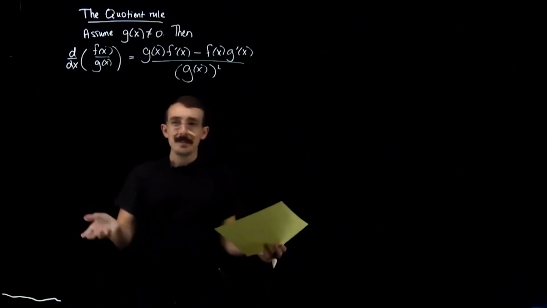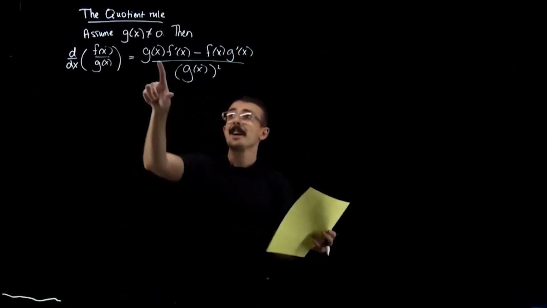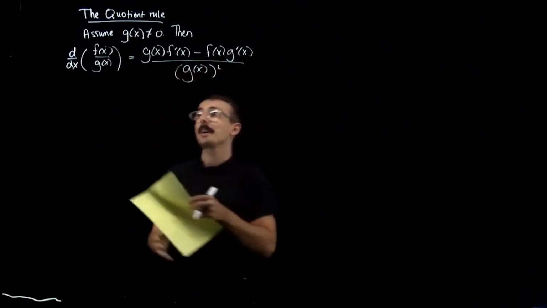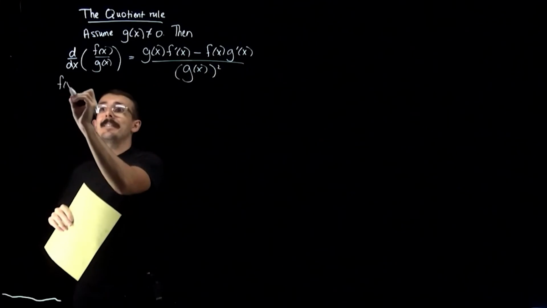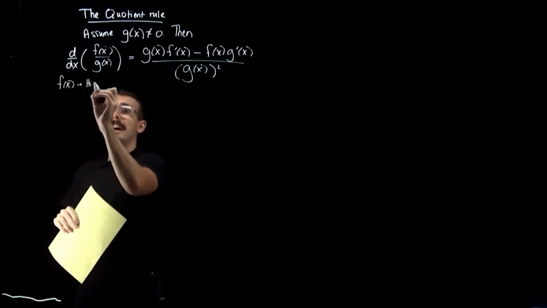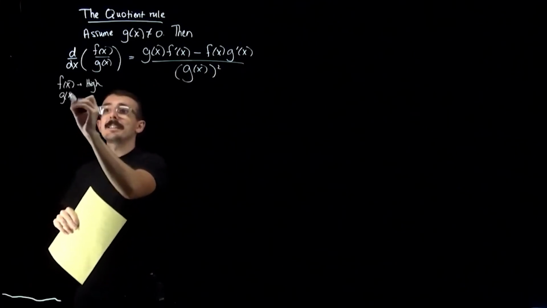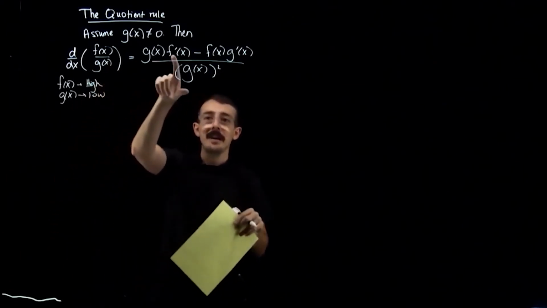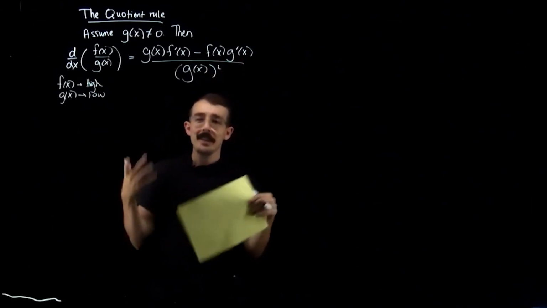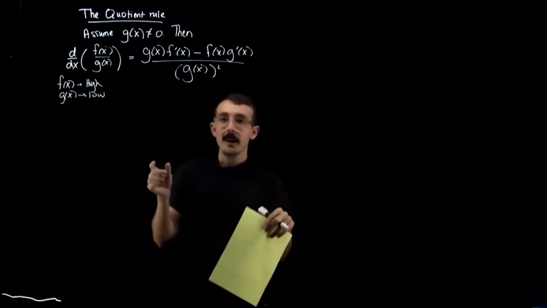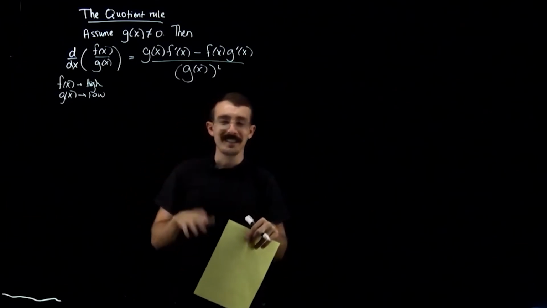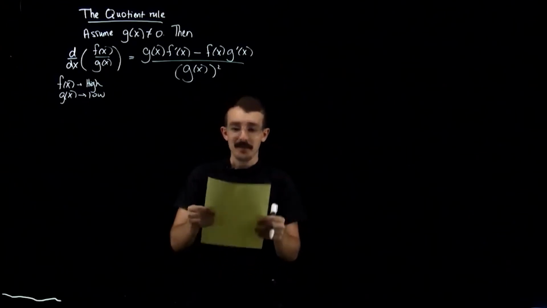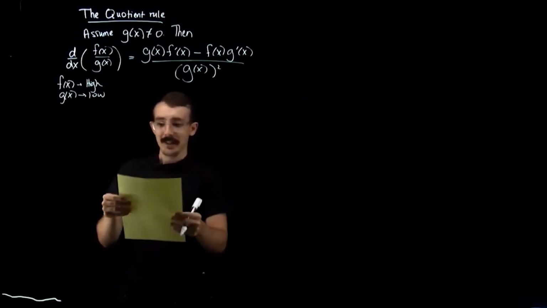The way I remember this from high school is the song I would sing: low d high minus high d low over low squared. And f of x is high, and g of x is low, just because that's where it is in the fraction. So it's low d high minus high d low over low squared. Even as I was just writing the rule for you, I was going slowly and I was singing that in my head. So that stuck with me all through high school. Maybe it might help you. Maybe not, but it's worth a try telling you.